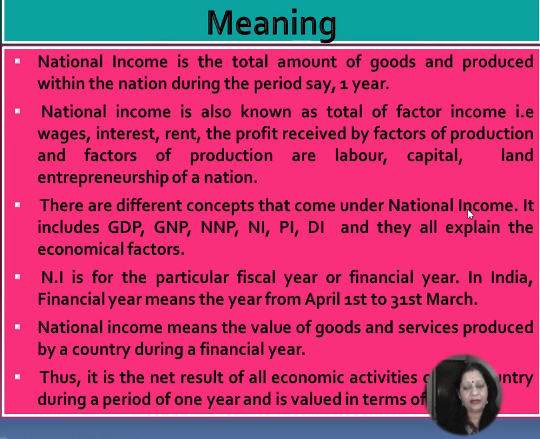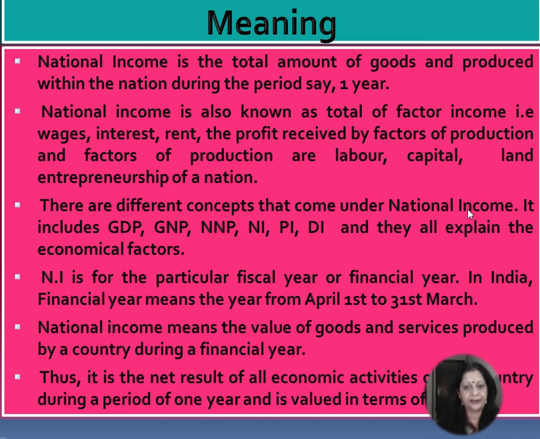National income is the total amount of goods produced within the nation during a period, say 1 year. That means the total goods produced in 1 year is known as the national income once it gets summed up. National income is also known as total factor income, that is wages, interest, rent, and profit received by factors of production. Factors of production are those which help in the production of a particular commodity. And what are they? They are labor, capital, land and entrepreneurship of a nation.